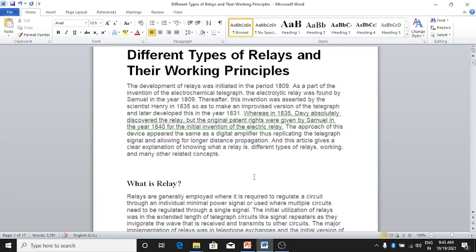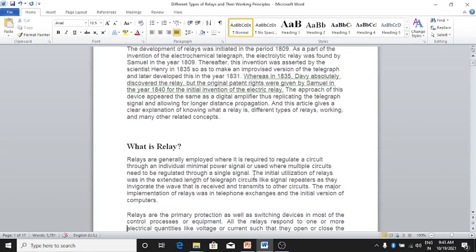The approach of this device appeared the same as a digital amplifier, thus replicating the telegraph signal and allowing for longer distance propagation. This article gives a clear explanation of what a relay is, different types of relays, working, and many other related concepts. Clear? This was the history. Then what is actually the relay?